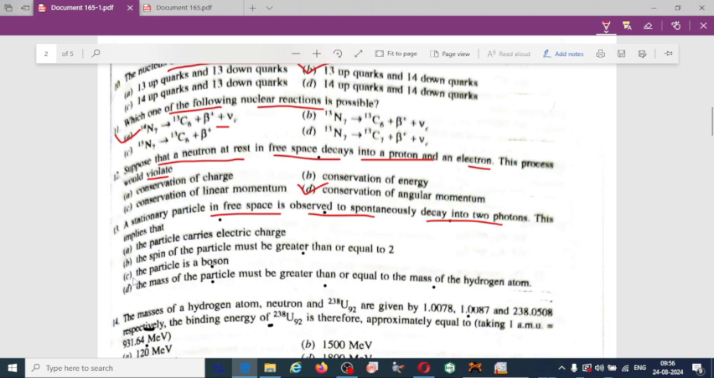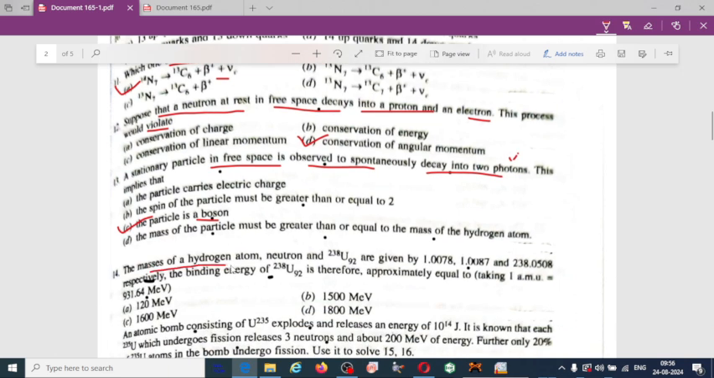Then photon is an example for boson, which have integral spin. So option C is correct here. Particle is a boson. 2 photons as we have.